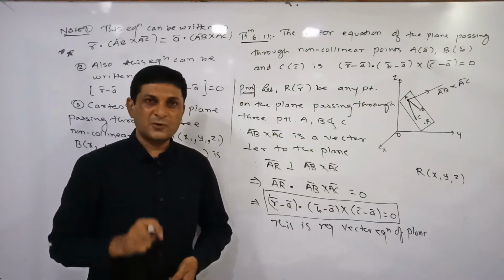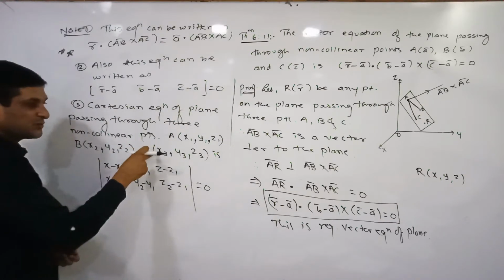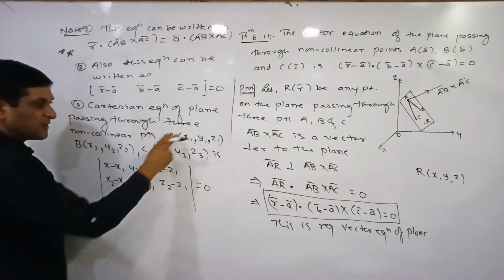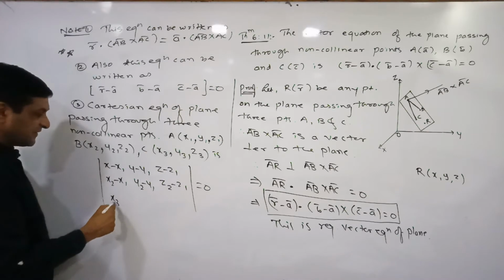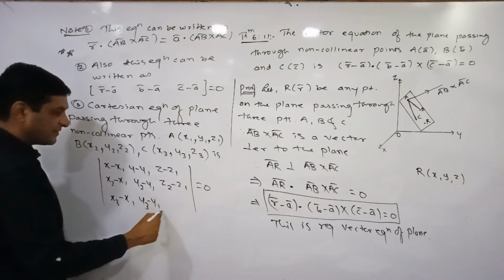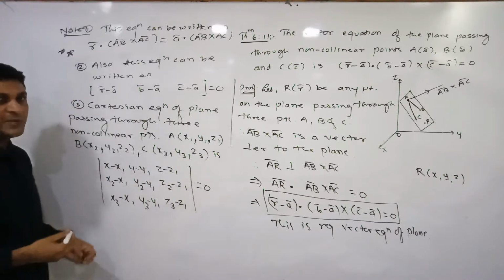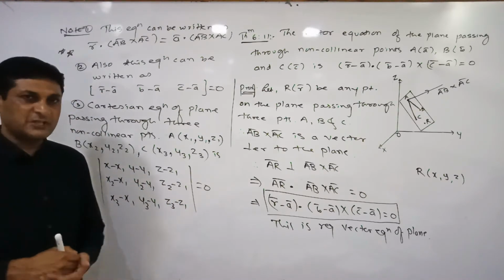Observe the third vector AC bar. Let us try to find out coefficient of I cap, j cap, k cap in AC bar. AC bar means what? C bar minus A bar. So what we'll get here, after simplifying it, we will get x3 minus x1, y3 minus y1, z3 minus z1. So applying this formula, we are able to find out Cartesian equation of plane.